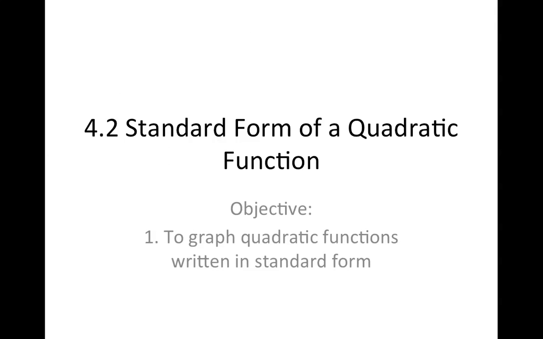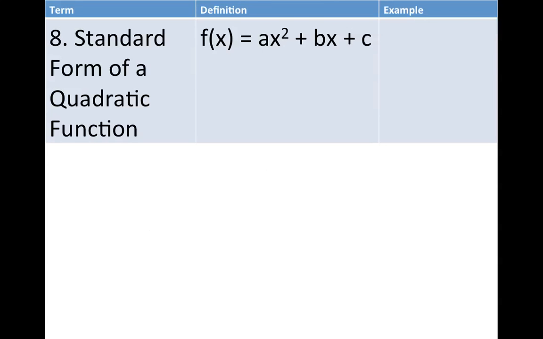So today we're going to be doing 4.2, standard form of a quadratic function. So this is the standard form of a quadratic function. Again, you will have this in your memory for the next couple weeks. Ax squared plus bx plus c. Again, remember a, b, and c are just numbers.